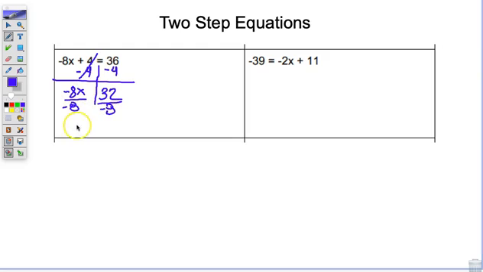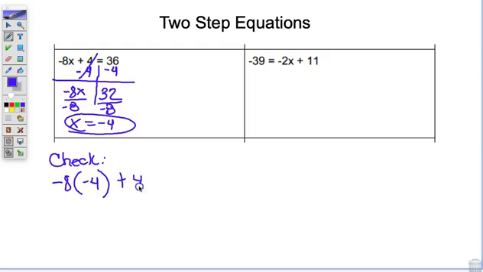Negative 8 divided by negative 8 is a 1x, and 32 divided by negative 8 is a negative 4. I'm going to go ahead and check my answer. Again, you're going to replace your answer in the original equation for x. So that leaves us with negative 8 times negative 4 plus 4 is equal to 36.